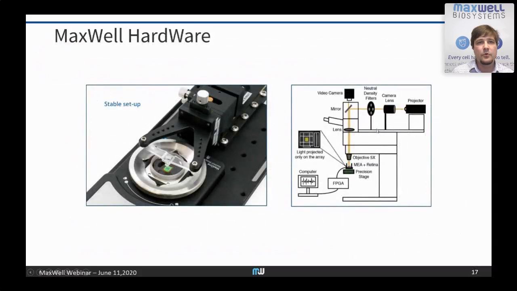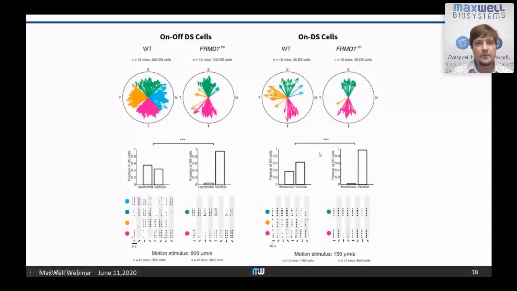Now, in order to perform these experiments, the scientists had the question, is this phenotype already evident at the level of the retina? And for that, they used the MaxWell hardware, where they used the tissue holder, as Marie mentioned previously, and an upright microscope coupled to a pico projector for light stimulation. Then they dissected the retina of these wild type and these mutant animals.